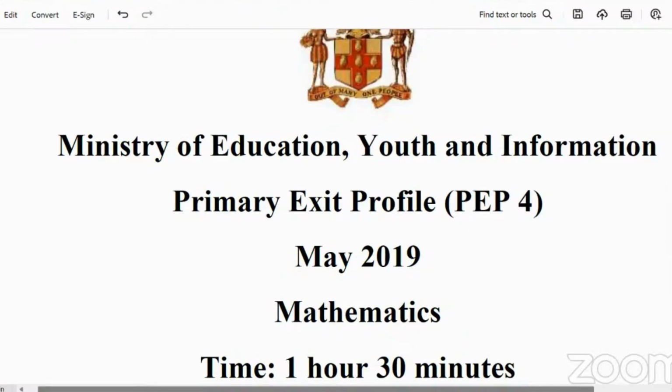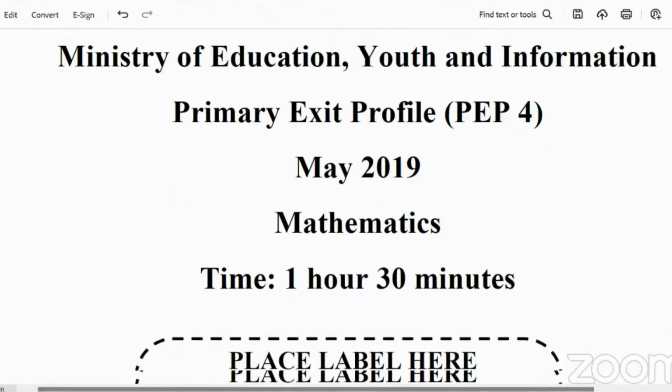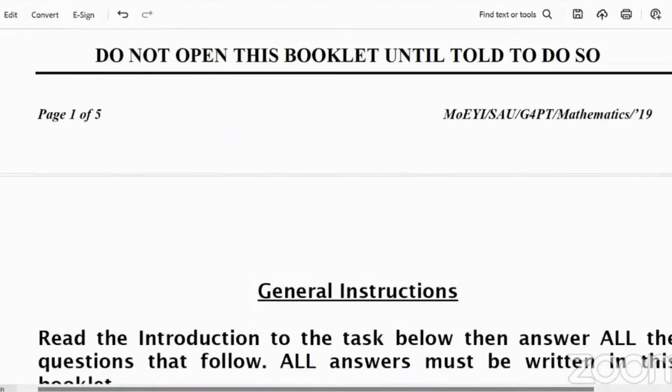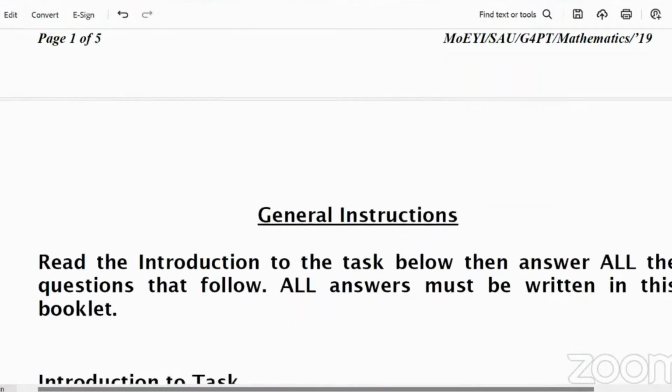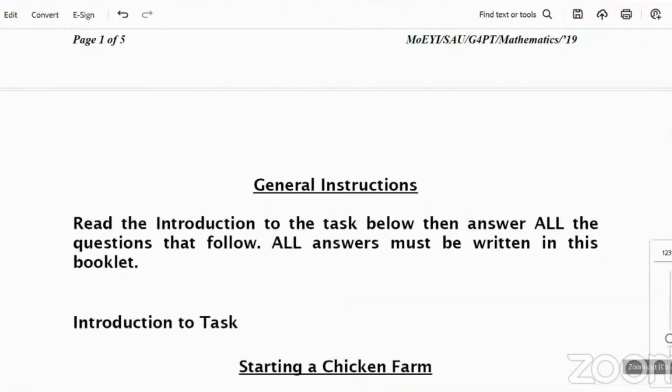Welcome back, students. In today's video, we will be looking at the mathematics performance task paper. Paper lasts for 1 hour, 30 minutes. And let's get to the instructions. All right, so the general instruction says you're to read the introduction to the task below, then answer all questions that follow. All answers must be written in this booklet.